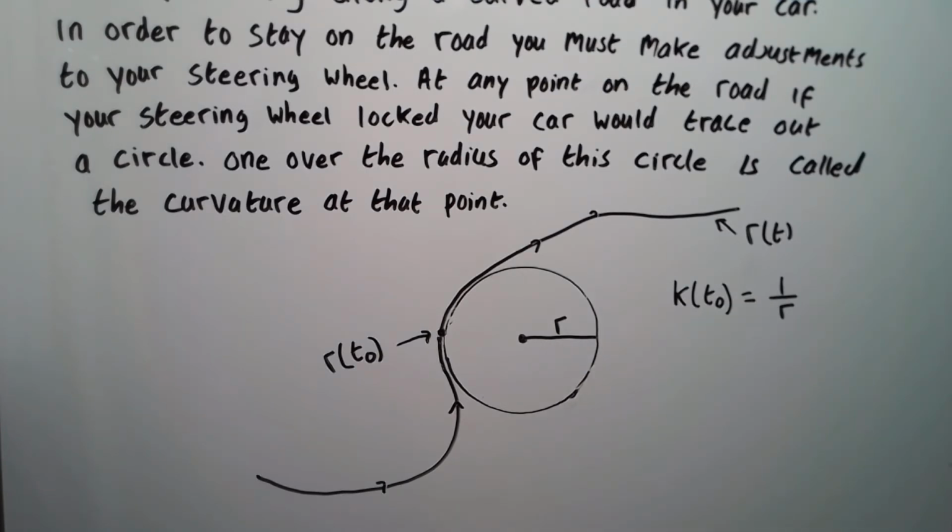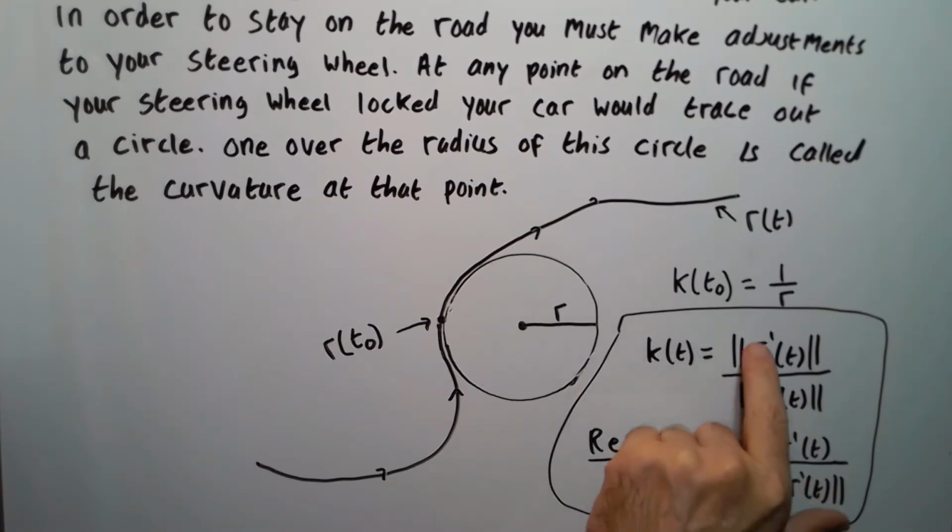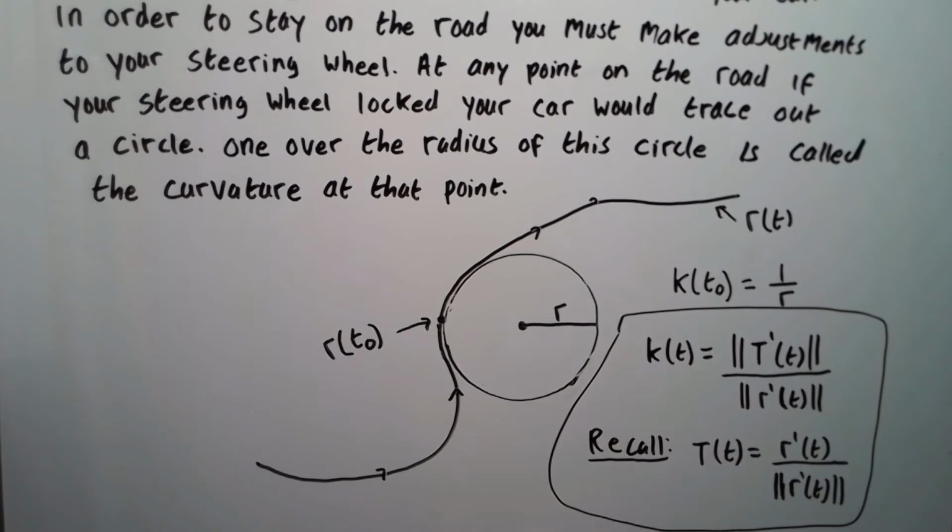Now let me give you a formula to find the curvature in general. It's defined to be the magnitude of capital T prime over the magnitude of r prime. And recall that capital T, the unit tangent vector, is defined to be r prime over the magnitude of r prime. Now let's take a look at an example. I'm going to erase this stuff now.